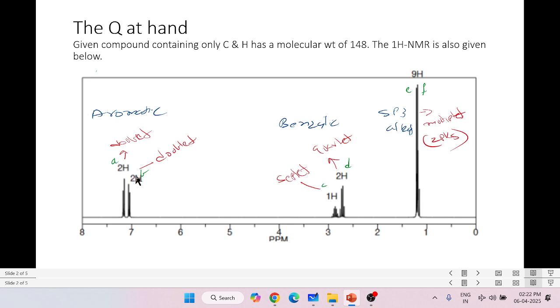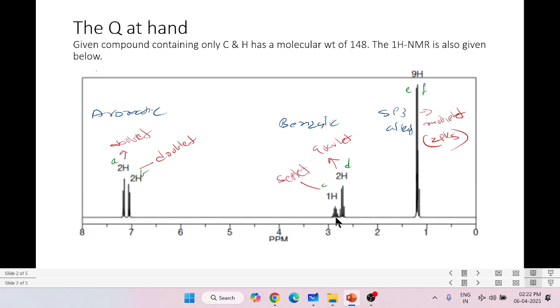Moreover, on the splitting pattern, there are 2H doublets, signals A and B. This kind of splitting pattern is only found in para disubstituted benzene. So A and B are mutually splitting each other as doublets. Now we move a little bit further upfield.